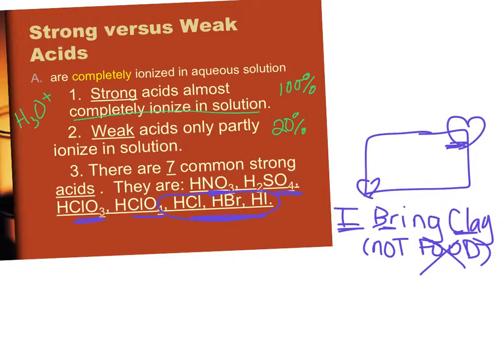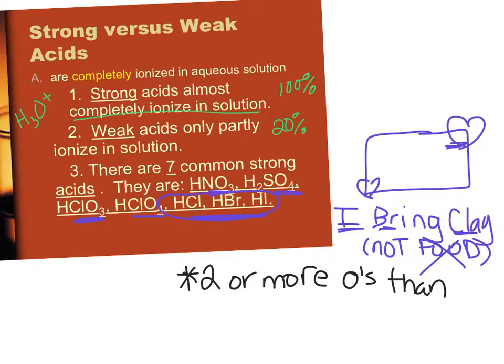But the way to know if they're strong or not, if they have a polyatomic, is you have to ask yourself, so write this one down, 2 or more oxygens than hydrogens. Ooh, that's a big one, there you go. Okay. 2 or more O's than H's. So we can check this real quick. So for HNO3, we have 3 oxygens, 1 H. What's 3 minus 1? 2.